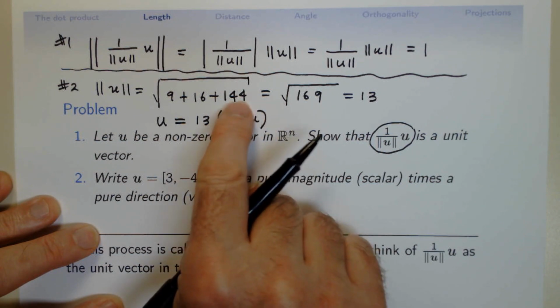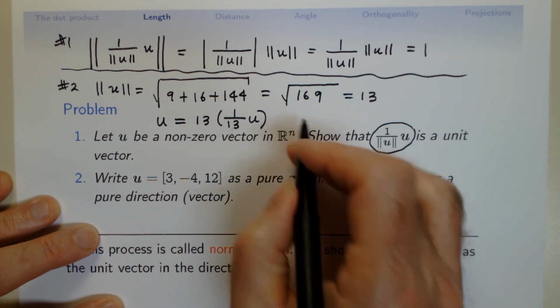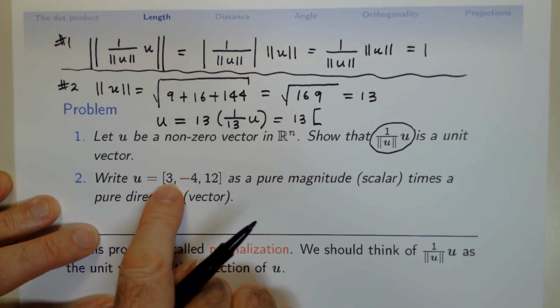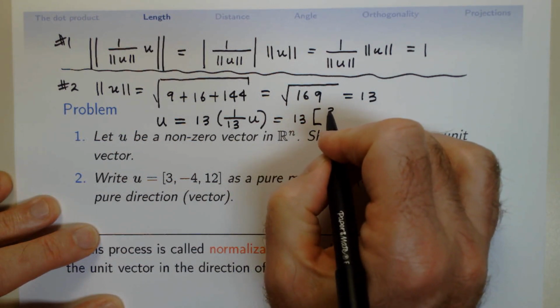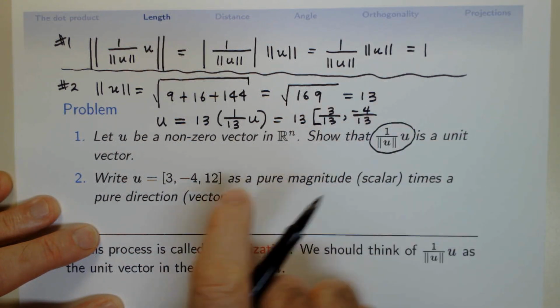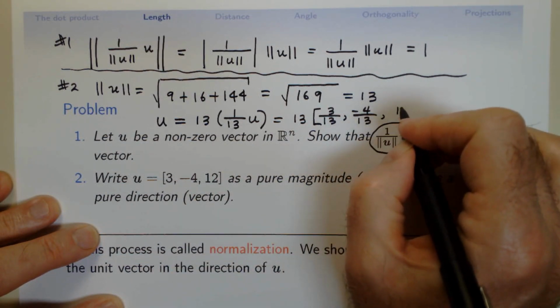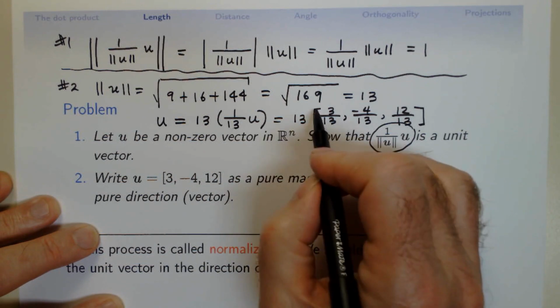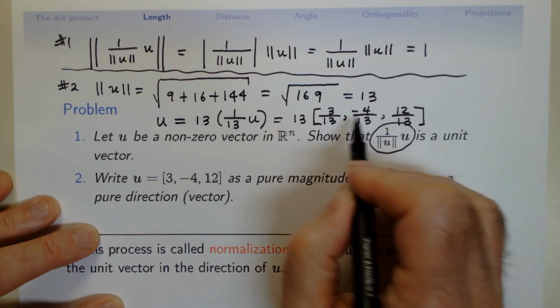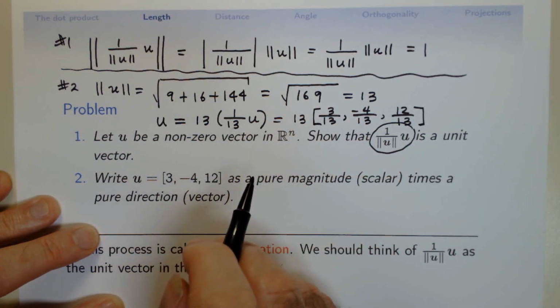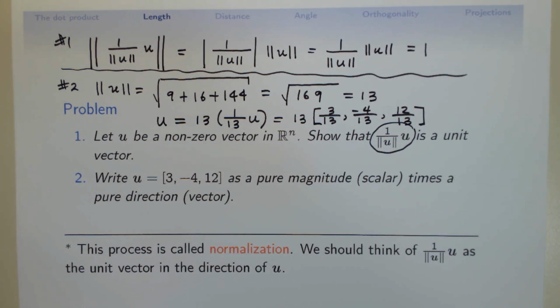Now let me finish this up by rewriting this in terms of the components. So I'm multiplying by a 13th, so everything's going to get scaled by that same factor of a 13th. So I'll have 3/13, -4/13 and 12/13. Okay? This part is a pure unit vector by our first result. This vector has length 1, and this information here, the scalar in front, is the length of the vector. So I've now got my vector u expressed as a pure length or a pure magnitude times a pure direction.